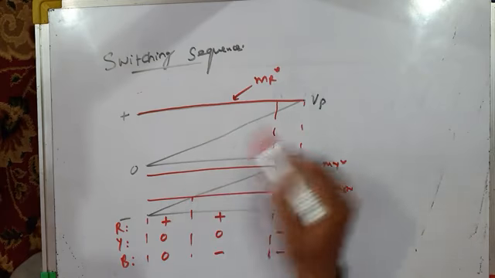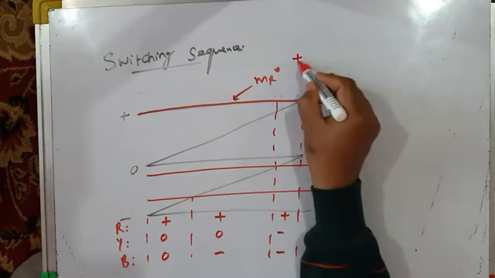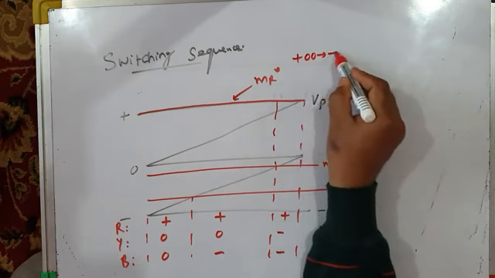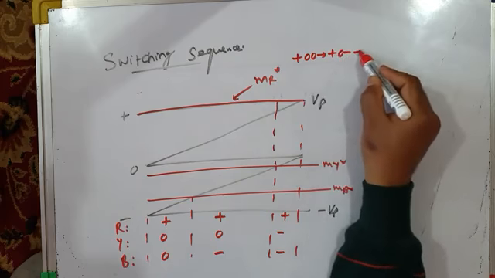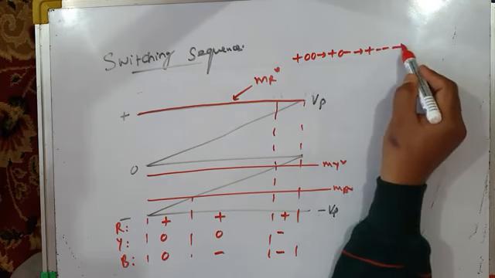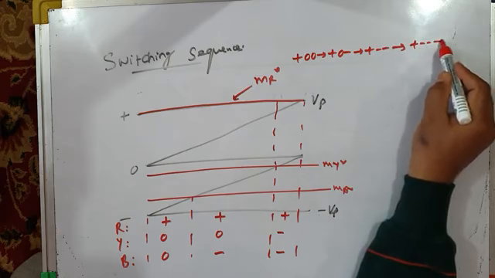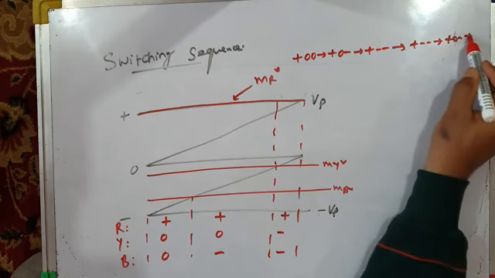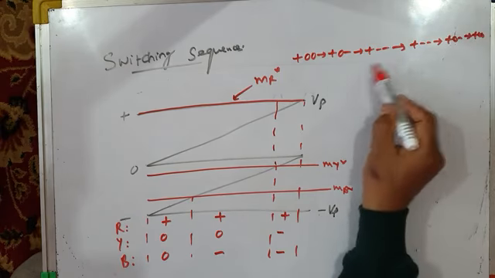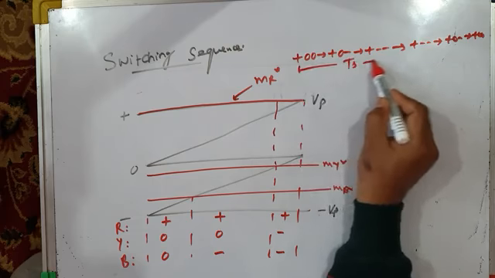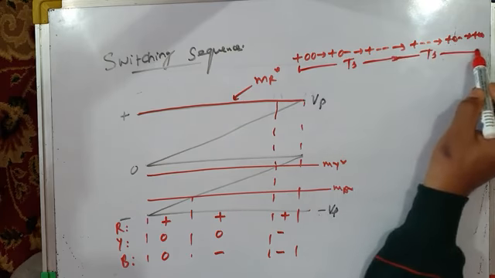For 60-degree clamp PWM, the switching sequence is plus 0 0, followed by plus 0 minus, followed by plus minus minus. In reverse order, plus minus minus, followed by plus 0 minus, followed by plus 0 0. So this is one sub-cycle, and this is another sub-cycle.